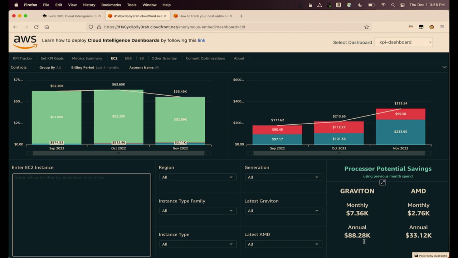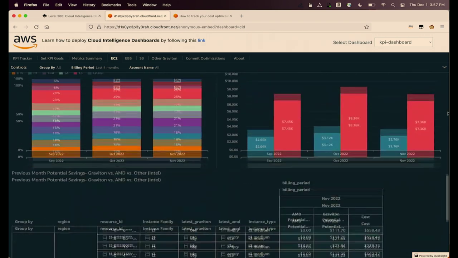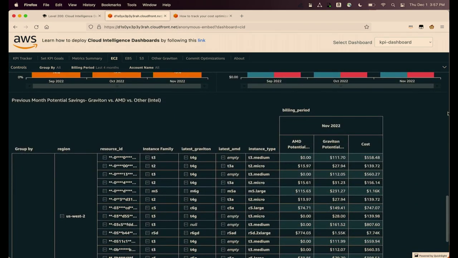But look, I've got $88,000 worth of savings by switching to Graviton, $33,000 by switching to AMD. These have different costs to do. So, AMD instances are not ARM64 instances like Graviton are, so I might not need to refactor my code as I would for Graviton, but the savings is different. Now I have the information to know which decision to make, and I also know which to prioritize. Because now I have all the instances. This is every single instance that we recommend you migrate to either AMD or Graviton based on the instance type.